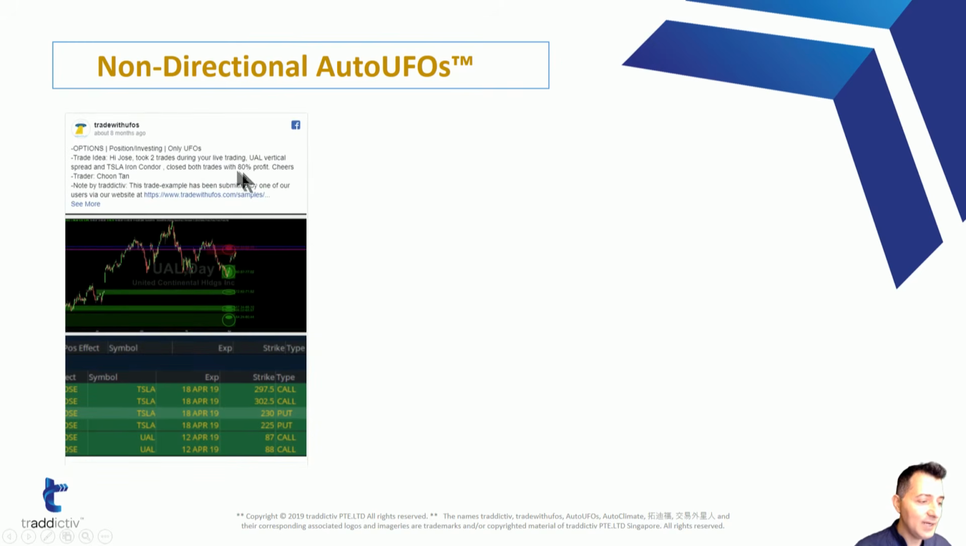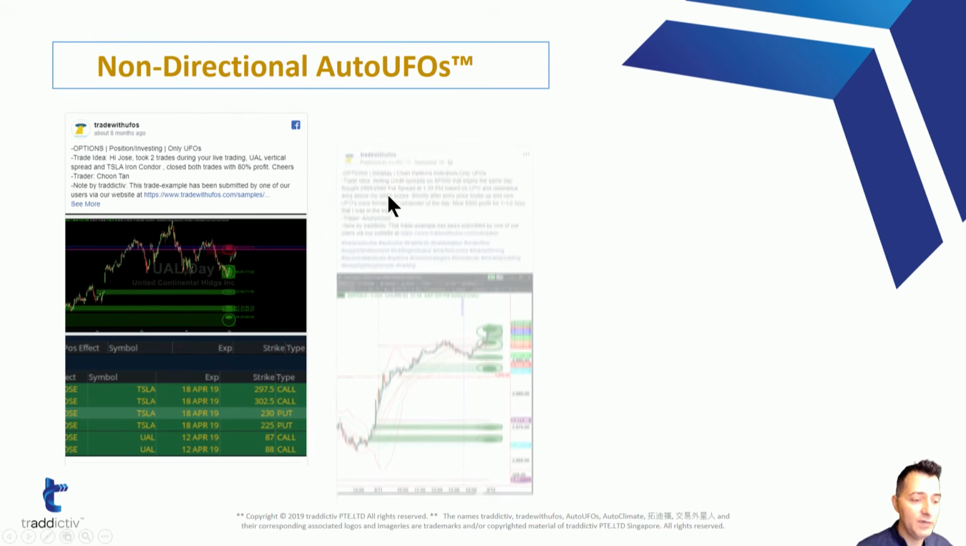You can see here we have Chuntan, who took two trades during a live session that I did. One was a United Airlines vertical spread, the other one was an iron condor with Tesla, and both trades ended up with 80% profit, meaning that of all the premium collected, he kept 80%, which is a very successful trade. And again, it's all about probabilities. Options is a great tool to use, but options without a proper timing component could be very problematic, because the market can move against you very badly and hurt those options trades. So in this case, the UFOs help you to define the range for a non-directional trade.